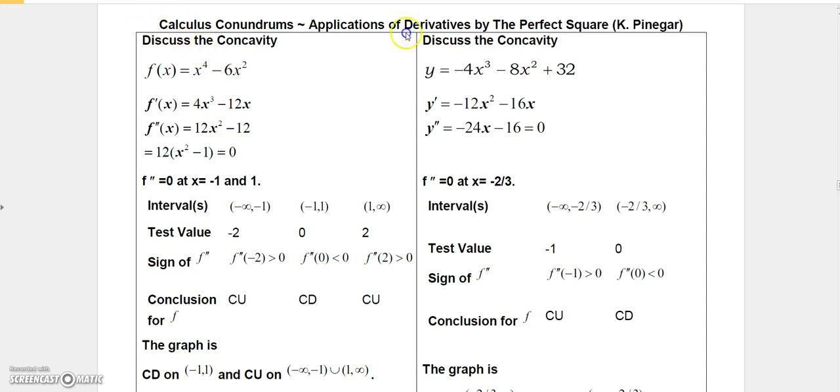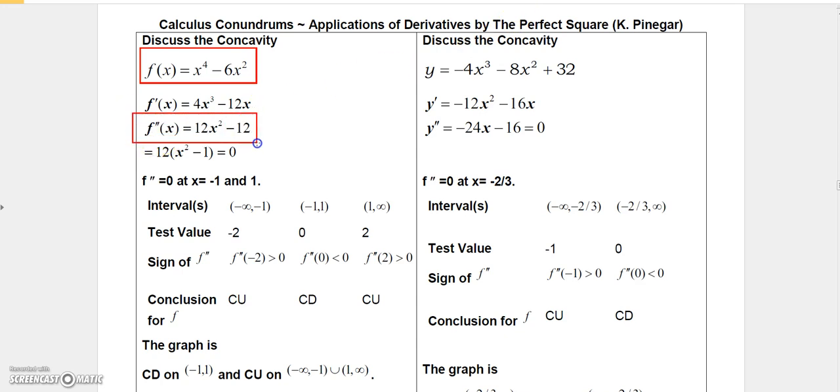This one says, let's discuss the concavity of this function. What we're going to need is the second derivative. So the first derivative, take the derivative of this, and you'll get 4x cubed minus 12x. Now the second derivative would just be the derivative of the first derivative. So take the derivative of the first derivative, and you get 12x squared minus 12.